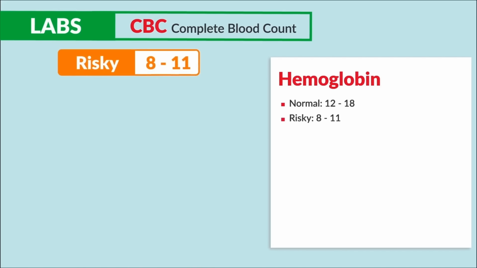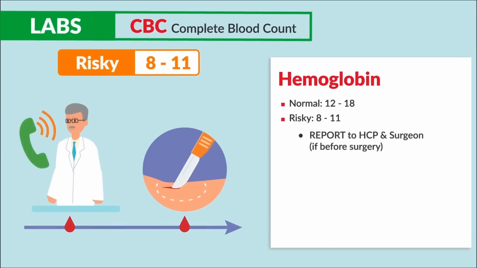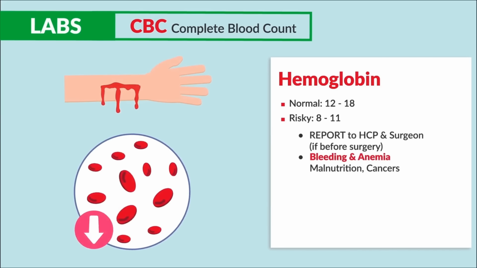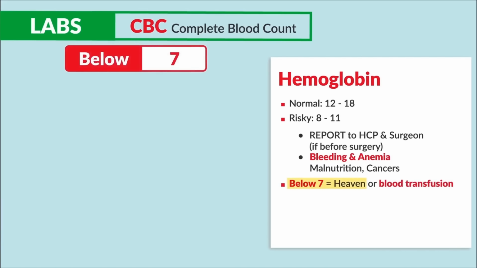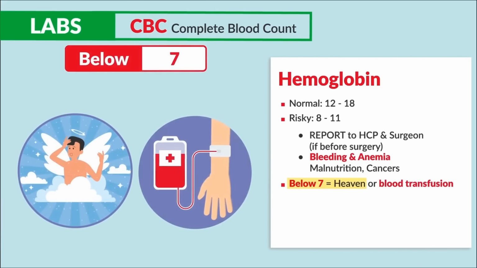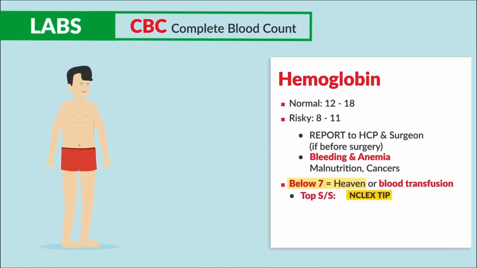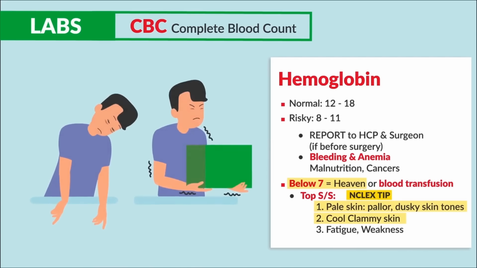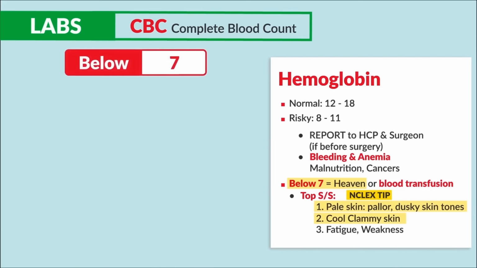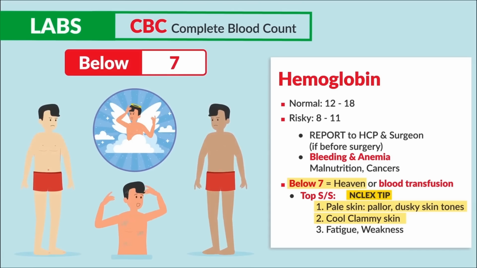It's very risky when it goes between 8 to 11. So we must report this to the HCP and surgeon if it's before surgery. Typically, it's due to bleeding or anemia, or even malnutrition and cancers. Now, a critical one, write this one down. Below 7 sends your patient to heaven, or they're going to get a blood transfusion. It's either one of those two options. The top signs and symptoms to know for the NCLEX are pale skin, also called pallor, or dusky skin tones, as well as cool, clammy skin, and fatigue and weakness. So once again, write that key number down. Below 7 sends your patient to heaven. And the top number one sign and symptom is the skin tones and the cool, clammy skin.